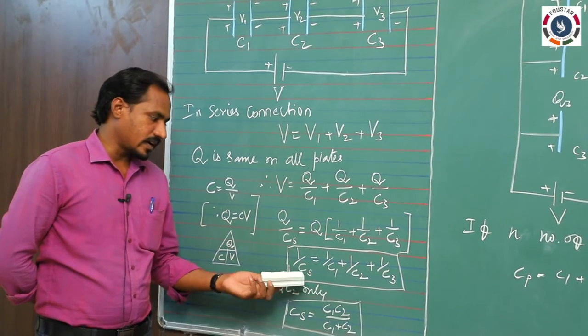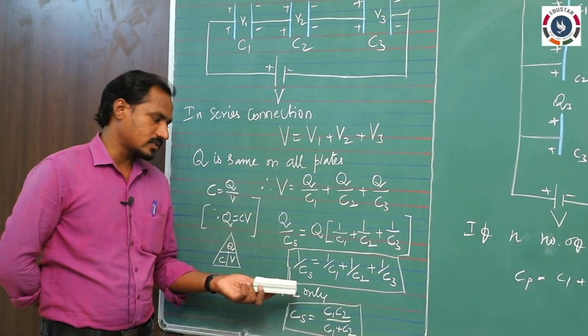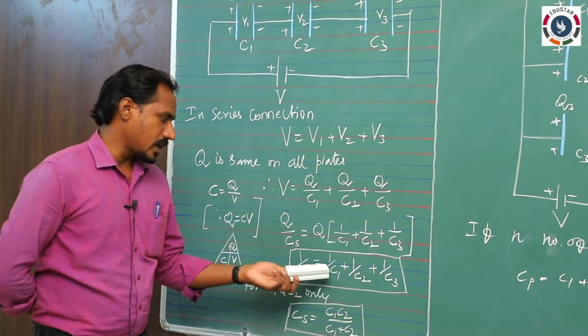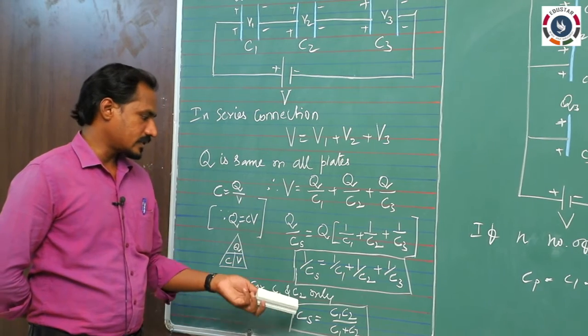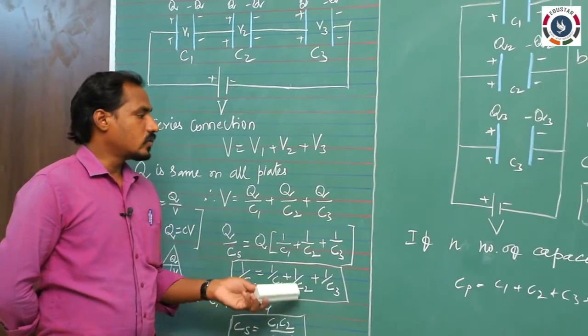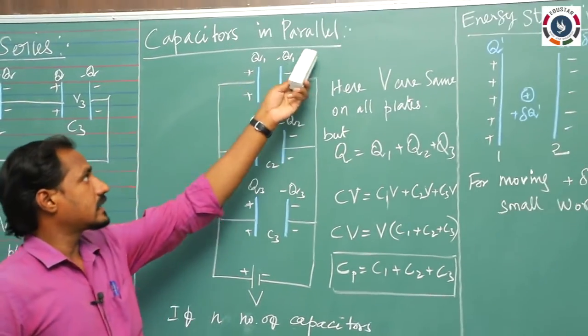But the same way, if you connect resistors, which we are going to see in the third chapter, for resistors it will be simply adding the resistors, but for capacitors we are taking the reciprocals. So, this is the formula. Now, we move to capacitors in the parallel connection.